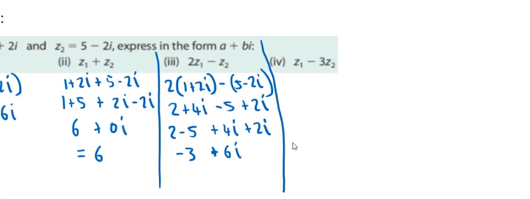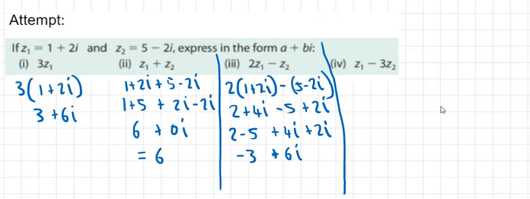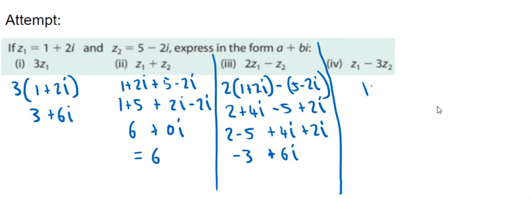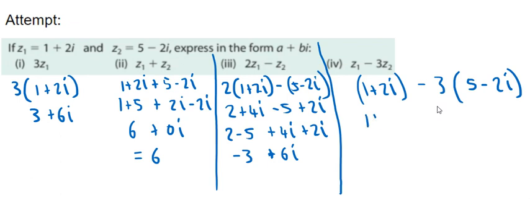The last part then, we have z1 minus 3z2. So z1 is just 1 plus 2i. And then we have to do minus 3 times what z2 is. So z2 is 5 minus 2i. So 1 plus 2i just stays the same because nothing really happens in it. And then minus 3 times 5 would be minus 15. And then minus 3 multiplied by minus 2i, we have a minus multiplied by a minus here, so that's going to become a plus. So it's going to be 6i.